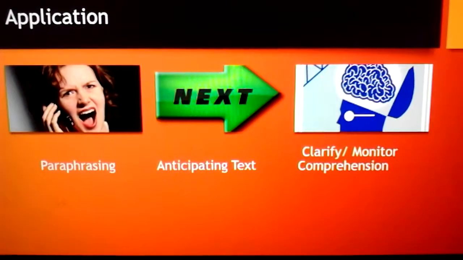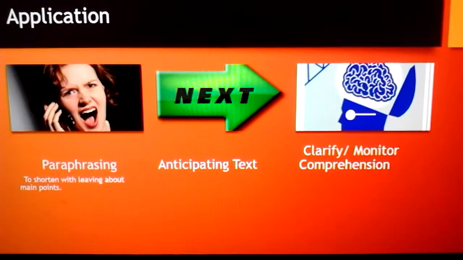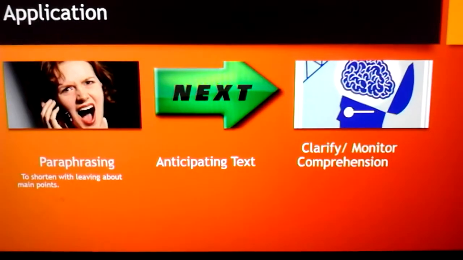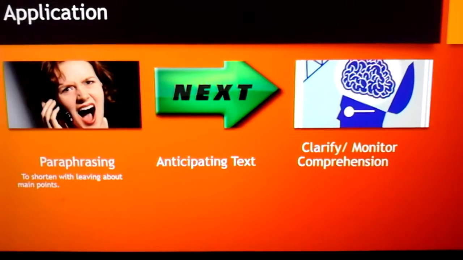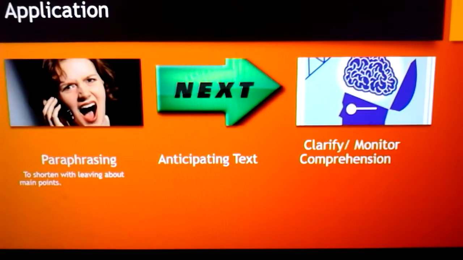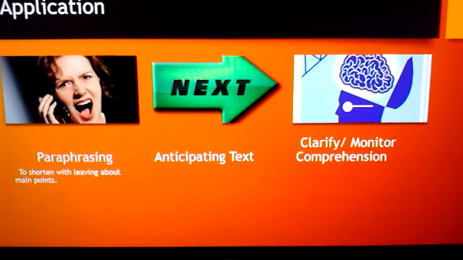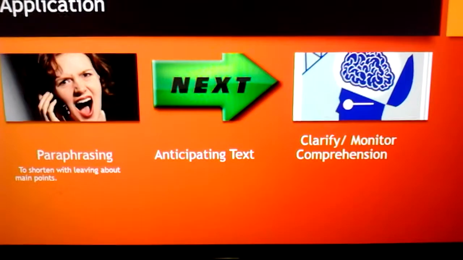Paraphrasing. This is a good one. Paraphrasing is shortening without leaving out any main points. If I got a call from someone who gave me a whole breakdown of what they did, and my husband were to ask me what Sue called for, I wouldn't say word for word what Sue called for. I would give my husband just the main ideas: Oh, Sue called to tell me she's going to be late to dinner.